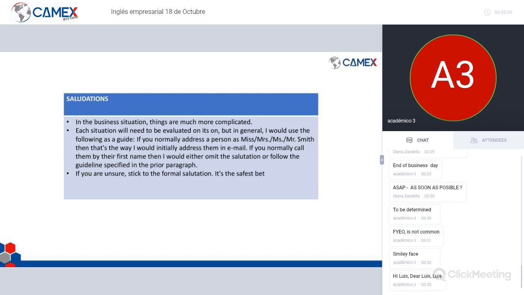Okay, and then as the last bullet says, if you're not sure, then stick to the formal one, right? Stick to the formal. Okay, and then you play it by ear. Now you see how they would respond, and then you start using that same form of communication. Okay. All right.